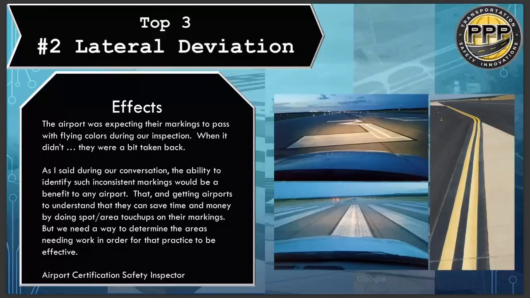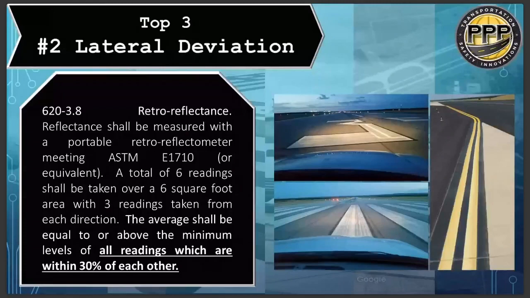In the new specification, P-620 3.8 retroreflectance, it says at the end of that, again, the last sentence, that the average reading shall be equal to or above the minimum levels of all readings which are within 30% of each other.